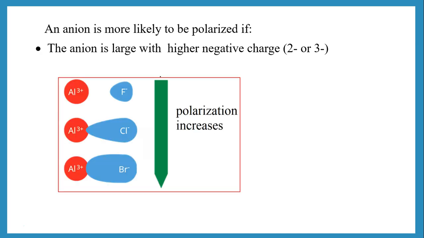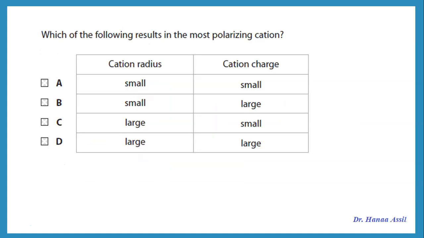Again, the anion. We said the anion should be large. So if we're comparing aluminium fluoride to aluminium bromide, which one would have more polarization? The anion that is bigger, or the anion that has more charge. So an anion with 1 negative or 2 negatives or 3 negatives, the more the charge on the anion, the more it is likely to be polarized. So what causes polarization? Cation has to be small with high charge. The anion has to be big with high charge.